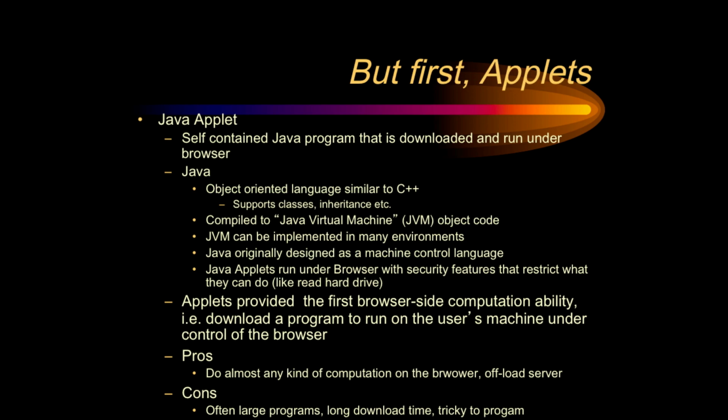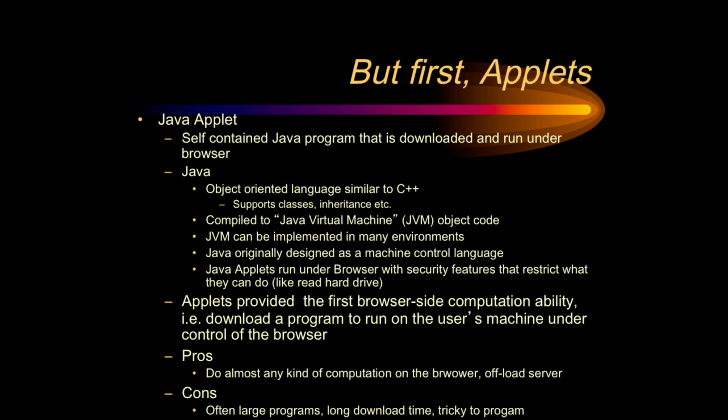Interestingly enough, Java was originally designed as a machine control language way back when, but then they discovered that, hey, it's a pretty powerful language, and we can run it in lots of different places on lots of different platforms and not change either the program or even the compiled object code of the program. When Java applets run under a browser, they run with security features that restrict what they can do, like read and write to the local hard drive, for instance.